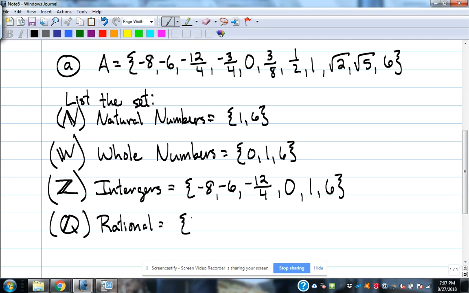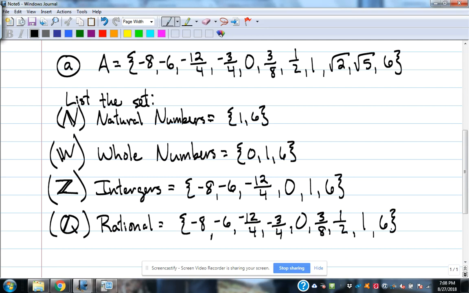So rational numbers, remember, they're the numbers that can be written as fractions. So we got -8, that could be written as a fraction, just put it over 1. -6 could be written as a fraction, just put it over 1. -12/4, that's a fraction. -3/4, that's a fraction. 0, I can put it over 1, that's a fraction. 3/8, that's a fraction. 1/2, that's a fraction. 1 over 1. And then 6 over 1. I could write all those.